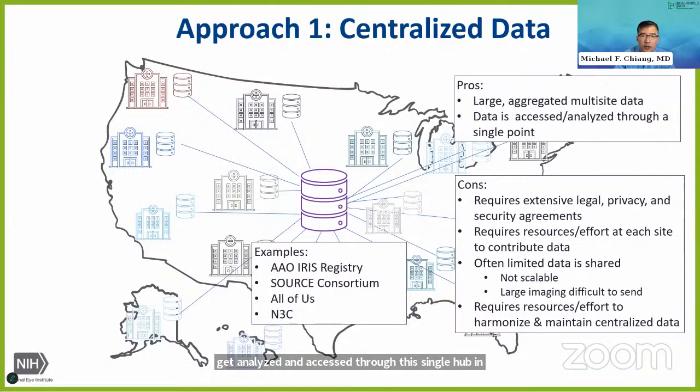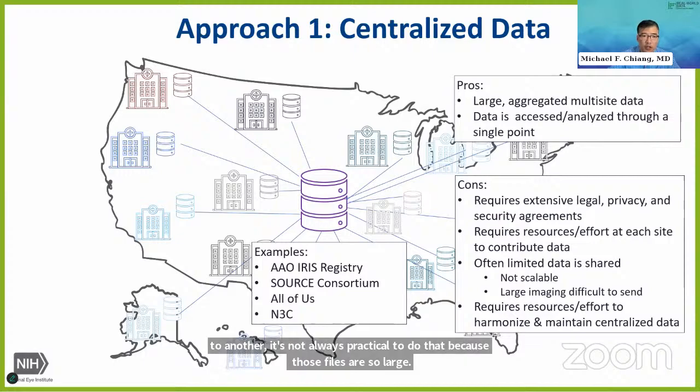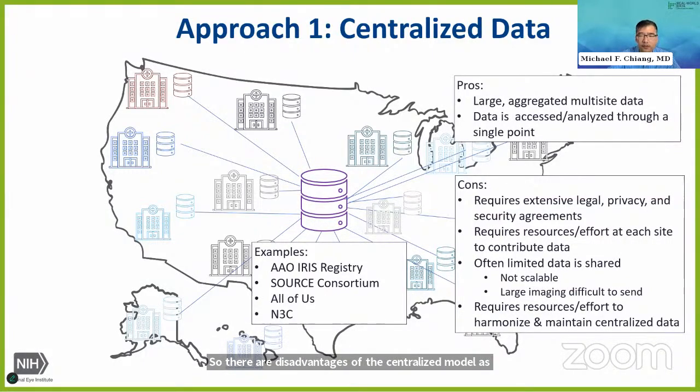Okay, a lot of disadvantages, though. For example, you need data use agreements if you're going to send clinical data from one site to another, and those can be really, really cumbersome. Okay, they can take years to set up. And the other thing is that if you're sending really, really big imaging files or systemic data from one site to another, it's not always practical to do that because those files are so large. Okay, so there are disadvantages of this centralized model as well for dealing with real world data.